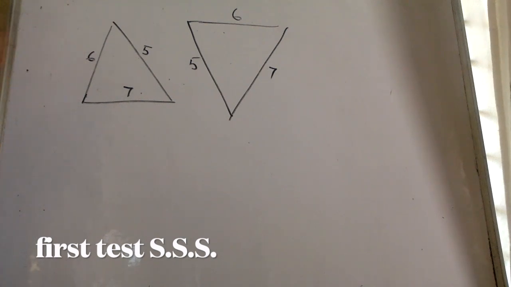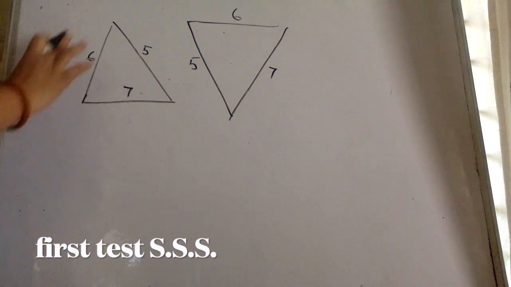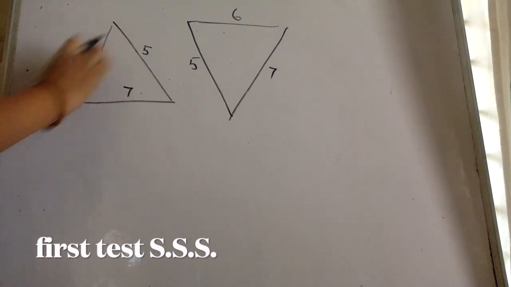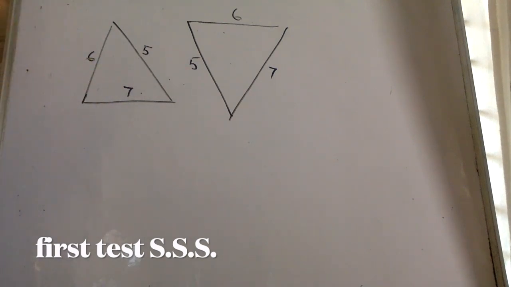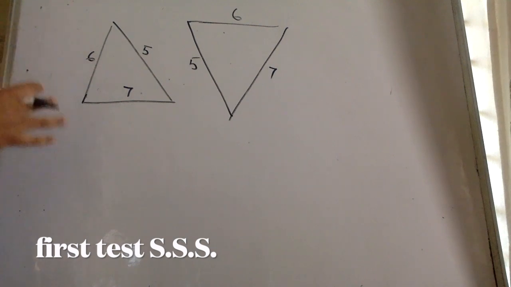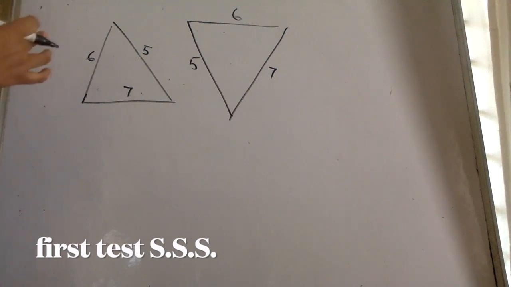Now, as I said, there are 3 tests. If they have given us all the sides and we observe and see, yes, 6 and 6, and 5 and 5, and 7 and 7, so we have seen that in the 3 triangles, the 3 sides are equal in length, then we can say that the 2 triangles are congruent. We don't have to see the angles in this case. If the 3 sides are equal, that is enough to tell us that the triangles are congruent.